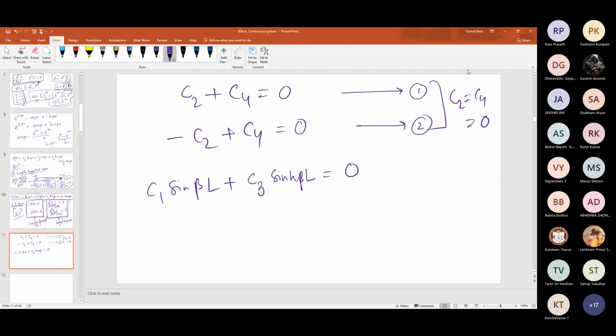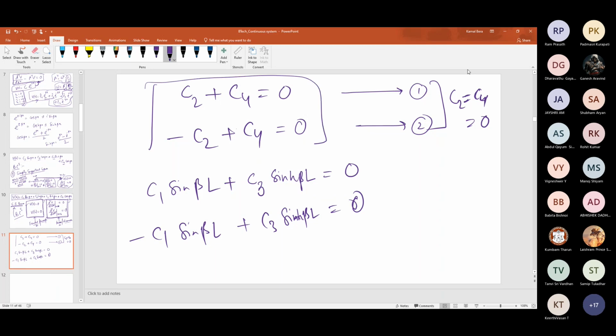What is the fourth? So minus C1 sine beta L plus C3 sinh beta L equals 0. So all are getting this expression. Substituting after, C2 and C4 is 0, right? If you solve this equation, it is very straightforward, you will get C2 and C4 equal to 0.